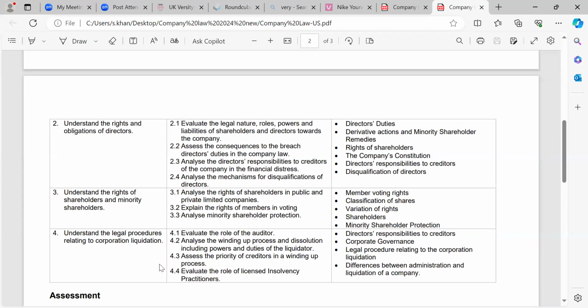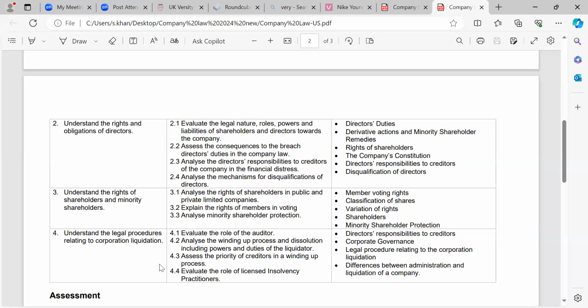We then went on to look at the appointment and powers of the liquidator. So upon commencement of winding up, a liquidator is appointed to oversee the liquidation process. The liquidator may be a licensed insolvency practitioner or an official receiver appointed by the court.